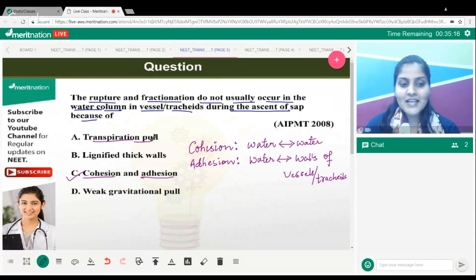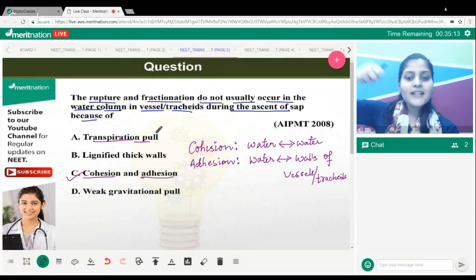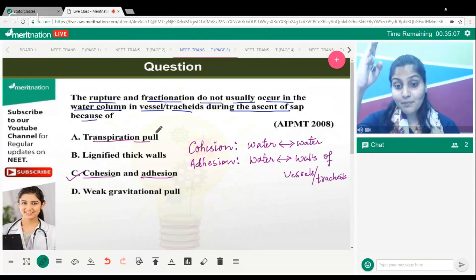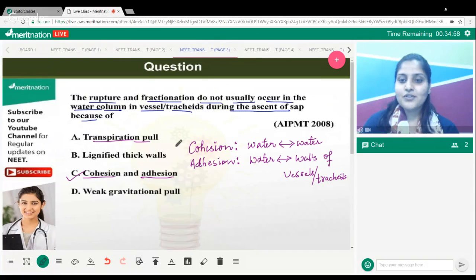Transpiration pull is the factor which is pulling the water up. But how does water get pulled up? How does water listen to transpiration pull? It's because of cohesion and adhesion. This is the concept you need to look at here.